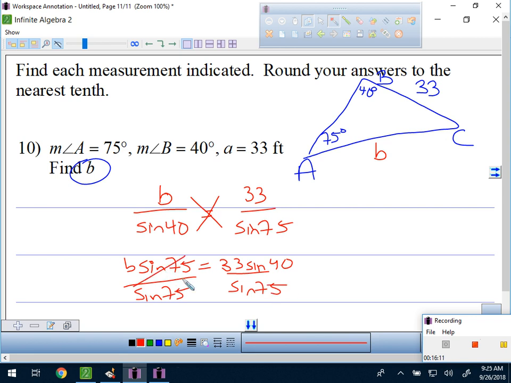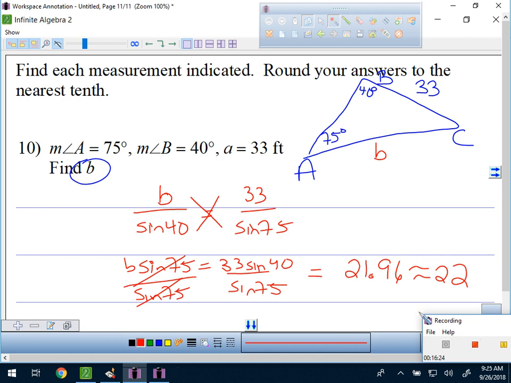and that's going to give me my answer, so I'm going to put it right here. So 33 sine of 40, and then divide that by sine of 75. That gives me 21.96. You really could just go ahead and round that up to 22. Doesn't matter, but that would be my answer for number 10.